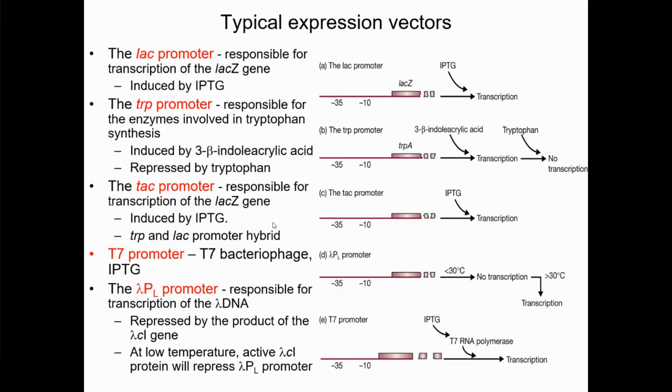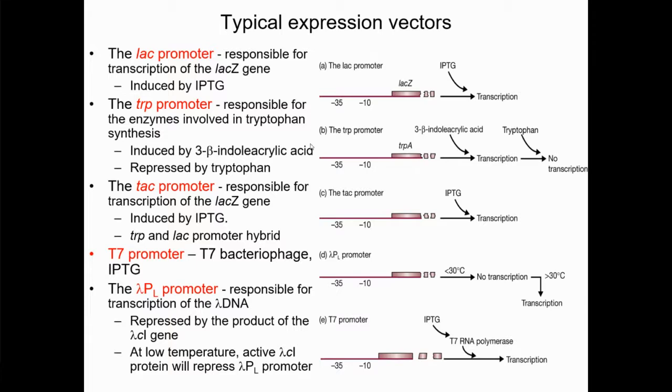It's a hybrid between the TRP and LAC promoter, so that's a TAC promoter. And also we have the T7 promoter that's induced by IPTG, or the lambda PL promoter that's responsible for the transcription of lambda. These are the typical expression vectors, okay?